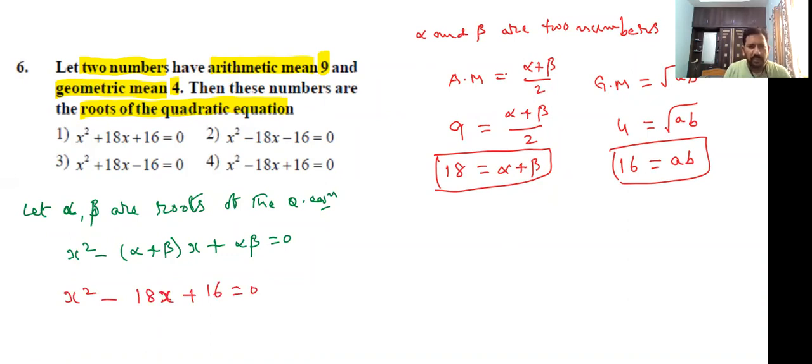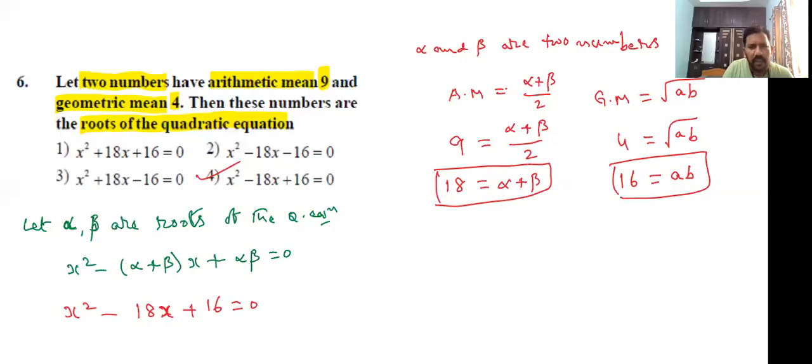Which option is correct, students? Fourth option. This model is also very important, either for MHT-CET or JEE Mains or BITSAT. Here, students, this is alpha, this is beta. Substitute here and you will get the answer. That is the fourth option.